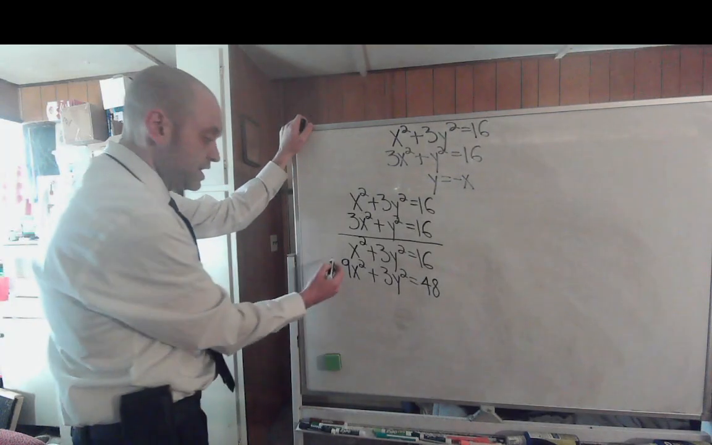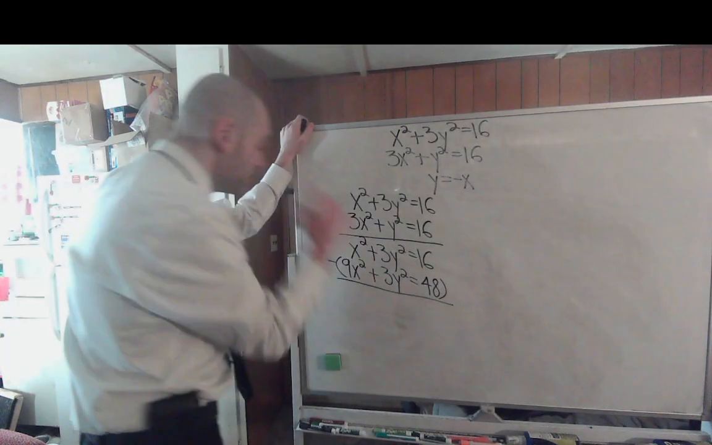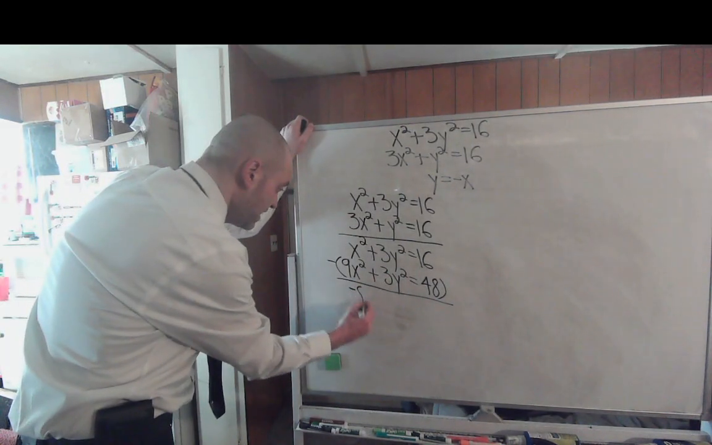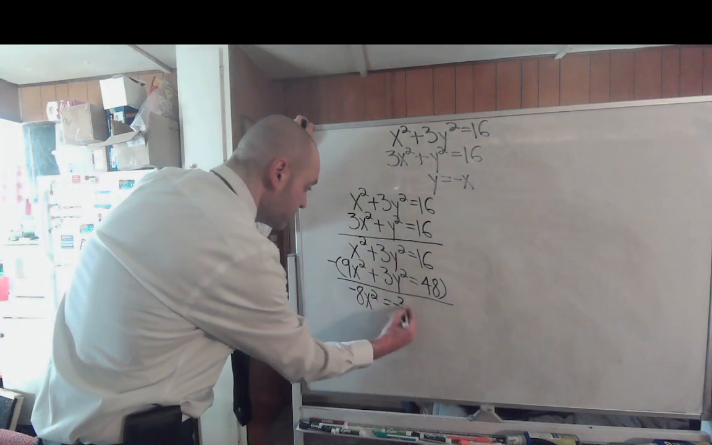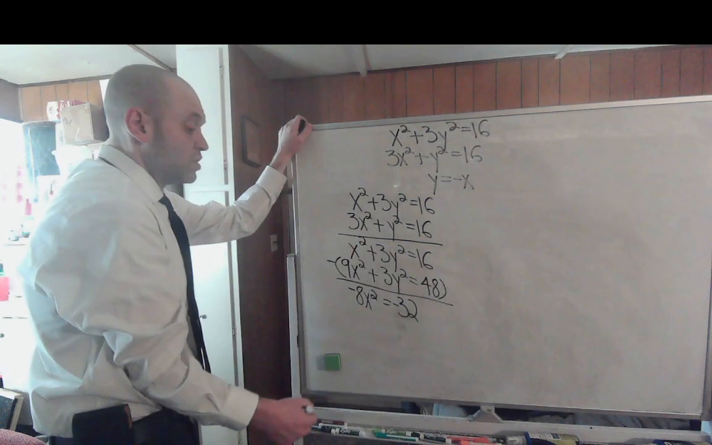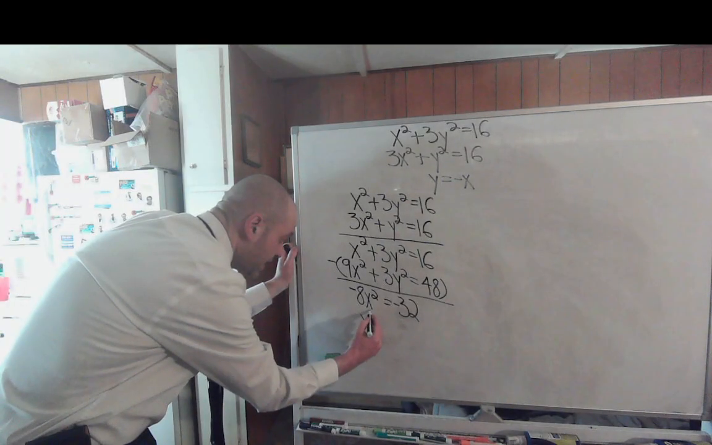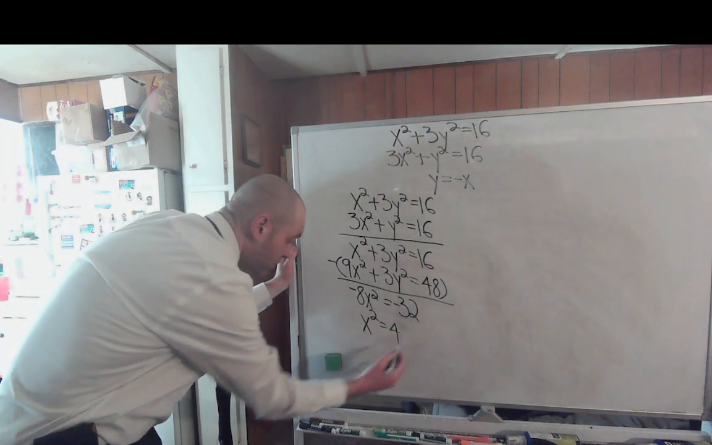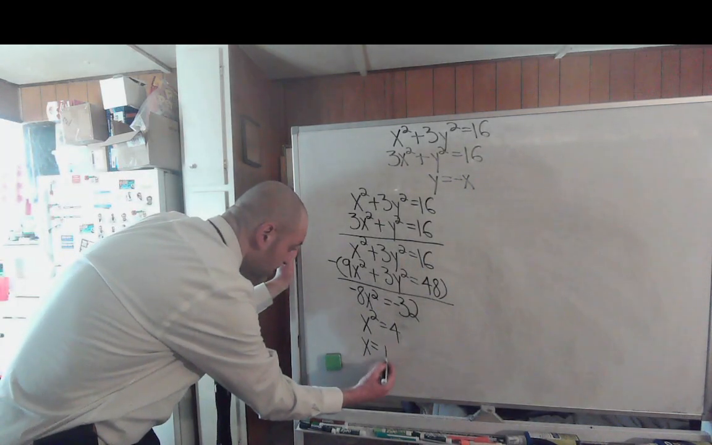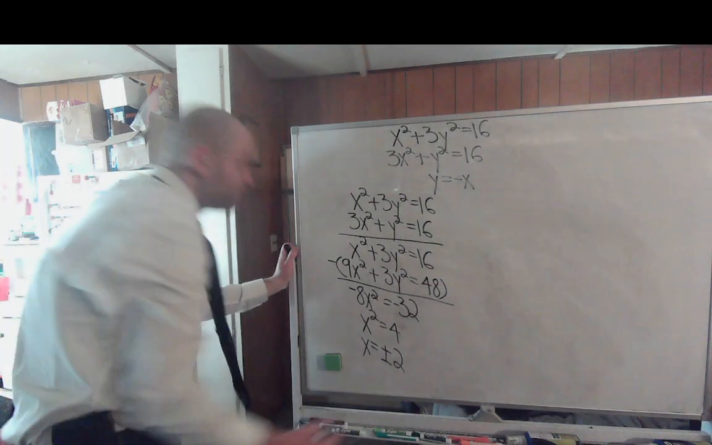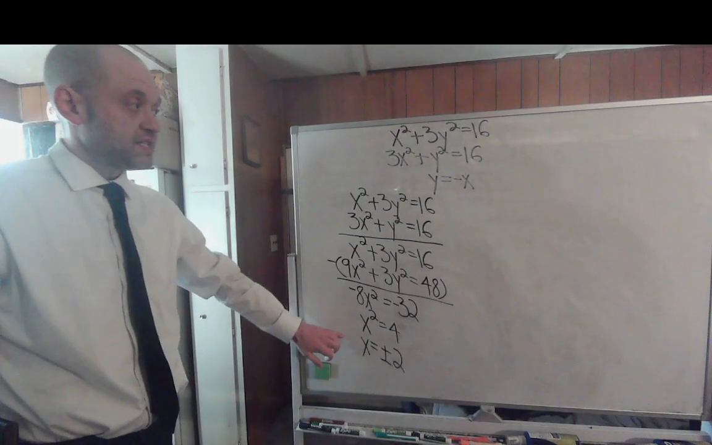All right, so then you subtract the second equation from the first, you'll end up getting negative 8x squared. Your y squareds are gone. That would just equal negative 32, which then is going to tell you that x squared equals positive 4, and then x equals plus and minus 2. All right, so x equals both plus and minus 2.